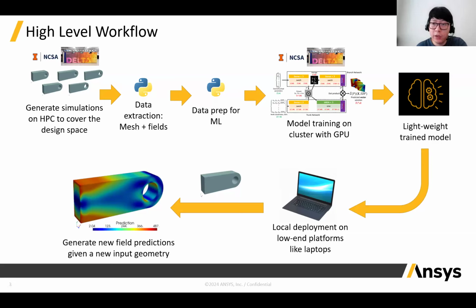on a GPU. And then once the model is trained, we can download the lightweight trained model in terms of the weights and biases, and then deploy the trained model on even low-end platforms such as laptops, or we can even deploy them on the web, like using Jupyter Notebook. And then using the trained model, we can feed in new geometries, and the trained model will be able to generate these new field predictions given the new input geometry. So this is the overall workflow that we want to implement. And the key here is this machine learning model that we're going to be talking about today.